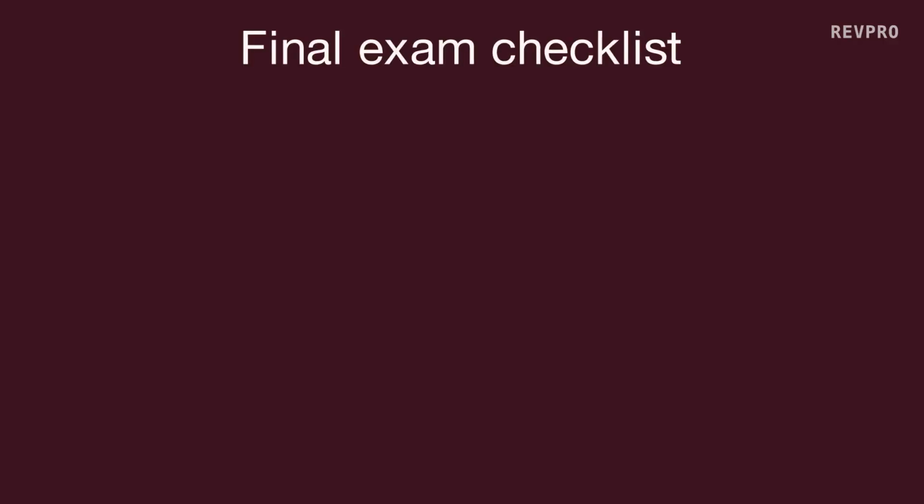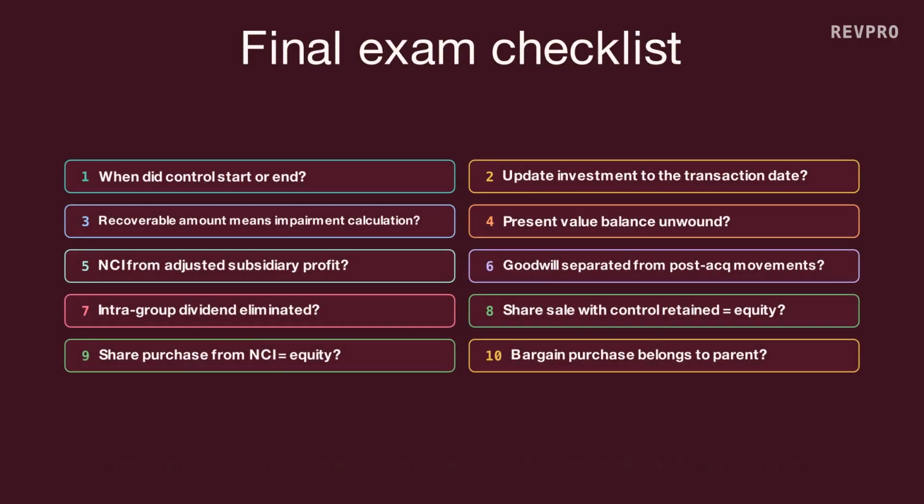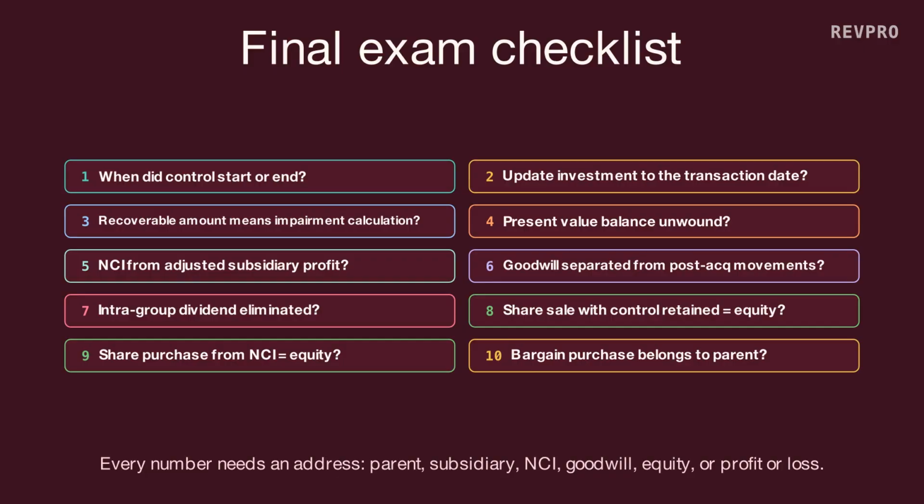Now let us finish with the checklist. Before you start a group question, ask these 10 questions. When did control start or end? Does any investment need updating to the transaction date? Was recoverable amount given, meaning impairment must be calculated? Is there a present value liability that needs unwinding? Is NCI being calculated from the subsidiary's adjusted profit?